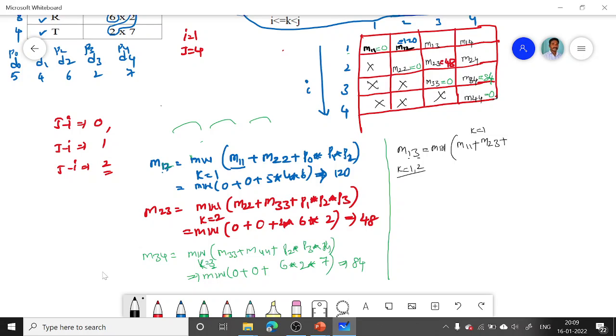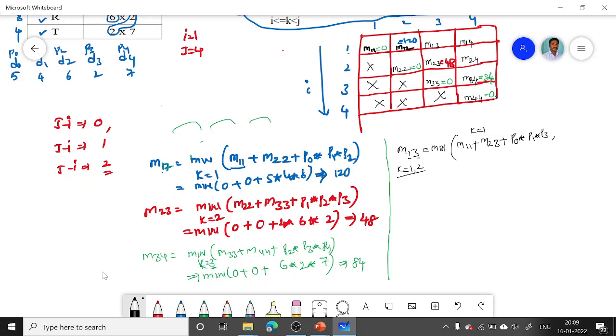And what are the projections we have? P of I minus 1, nothing but I is 1. 1 minus 1, 0 into K. What is our K? 1. Nothing but P1 into Pj. What is our J? 3. Nothing but P3. So if K equal to 1, this is the equation.